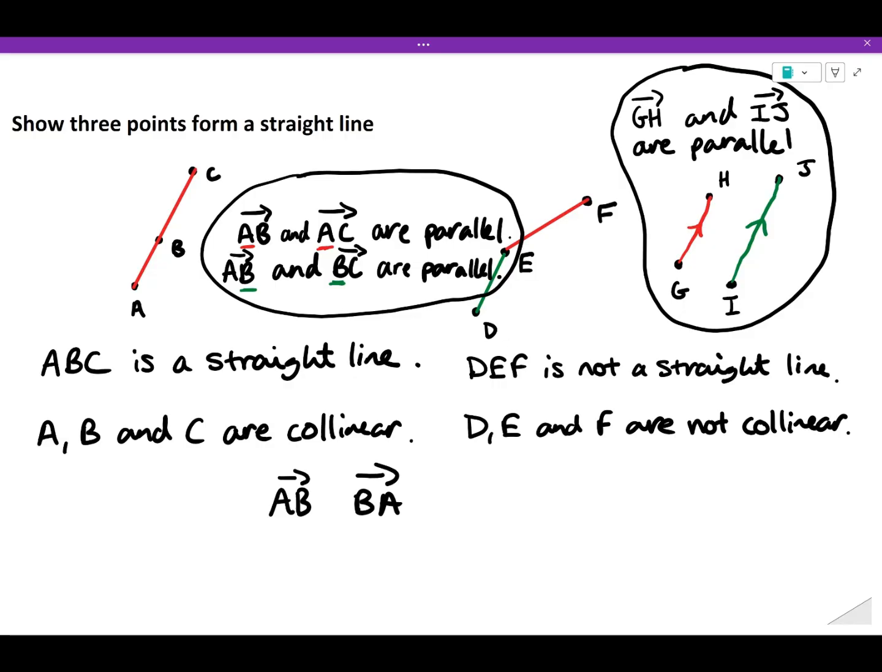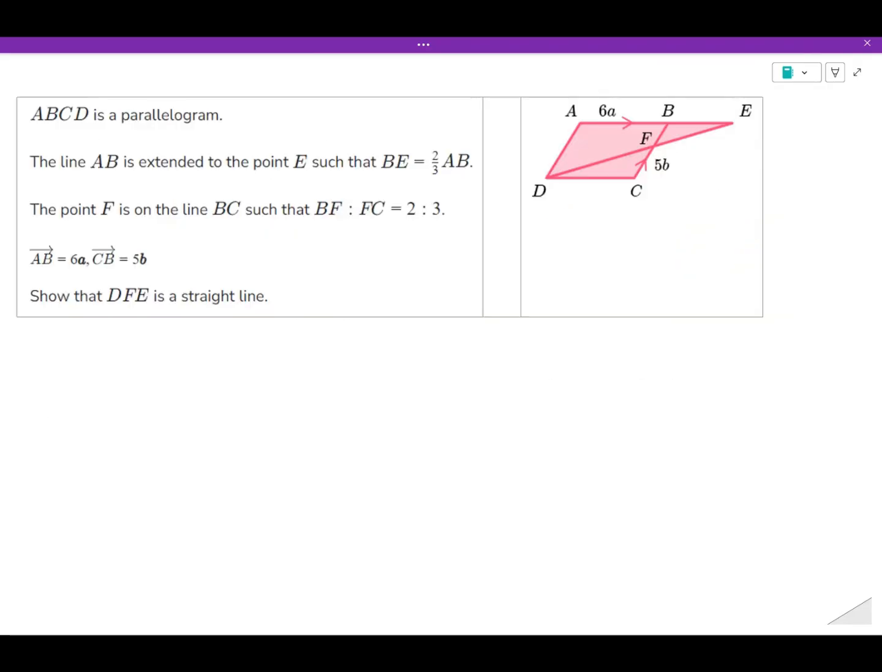So let's actually have a go at a question where we need to show 3 points form a straight line. So let's have a look at our question. We've got that ABCD is a parallelogram. So of course the opposite side lengths in a parallelogram are equal in length and parallel to each other. So therefore the vectors on both sides should be the same. Now we're told that A to B is 6A, which we can see written down here. So therefore D to C should also be 6A as well.